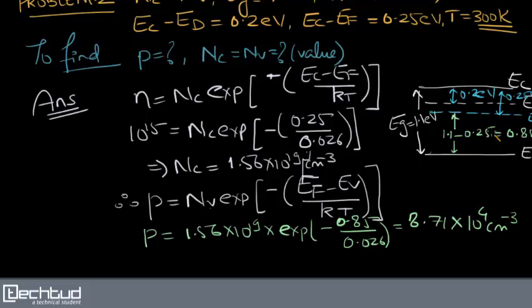Now remember that this is the donor level, and it is very close to the conduction band. So at room temperature, the electrons will move from the donor energy state to the conduction band state, and the electrons will be available for conduction. I think these are the two problems for this module, and in the further modules we will be going to solve more problems.